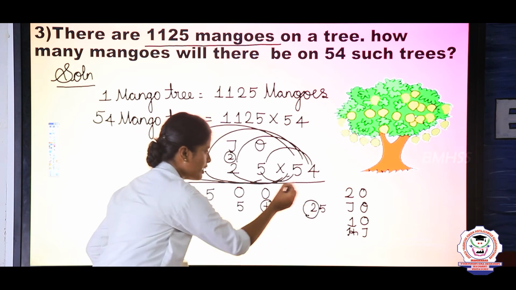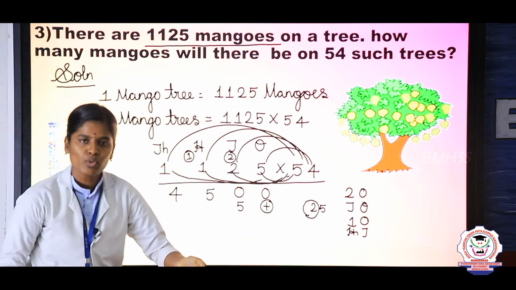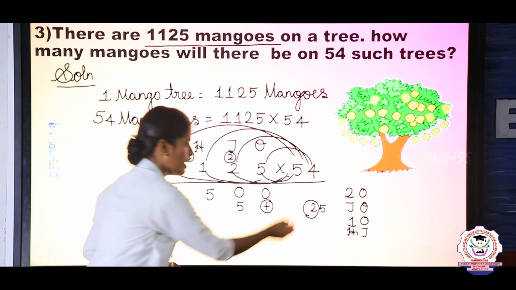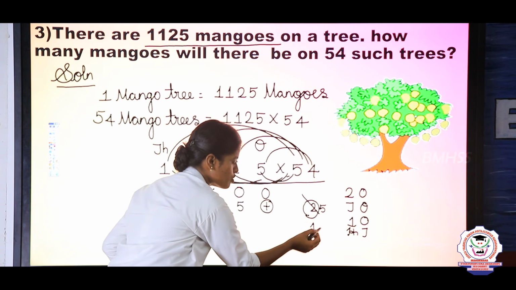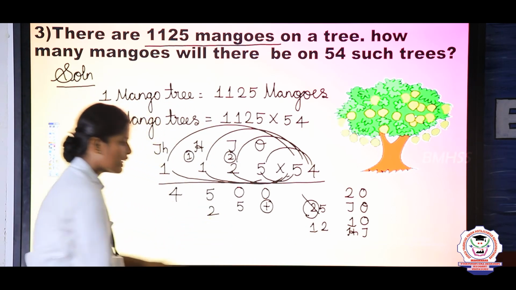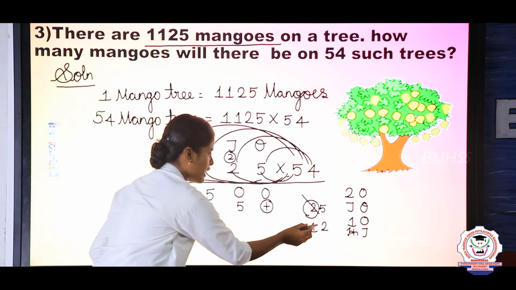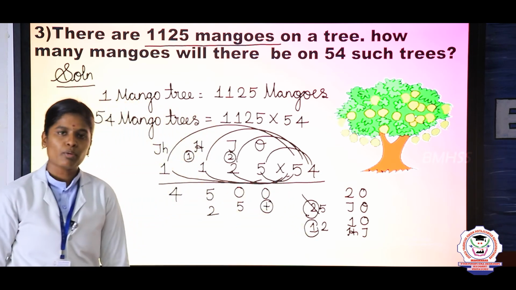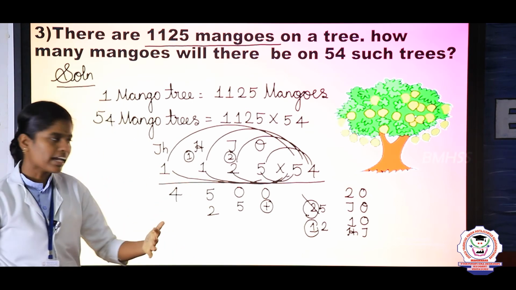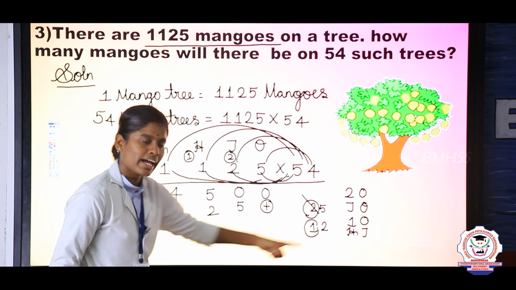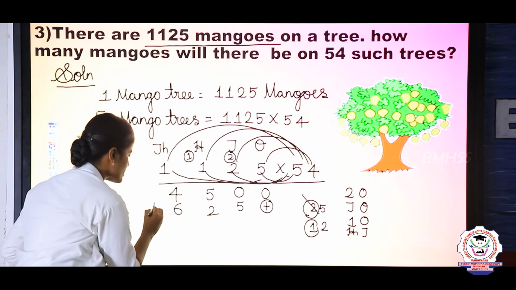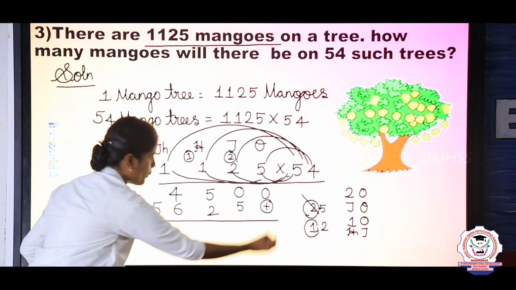Next take 5 2s are. So what is the answer? 5 2s are 10. 10 plus 2 the answer is 12. So this 2 you are going to write here and 1 will be in the carry place, keep it there itself. Next take 5 and multiply by 1. So what is the answer? 5 1s are. Very good, the answer is 5 and 5 plus 1 the answer is 6. Next take 5 1s are. 5 1s are 5.